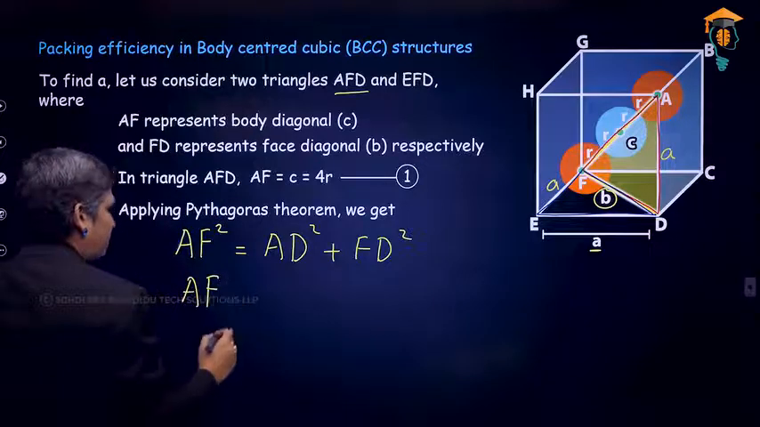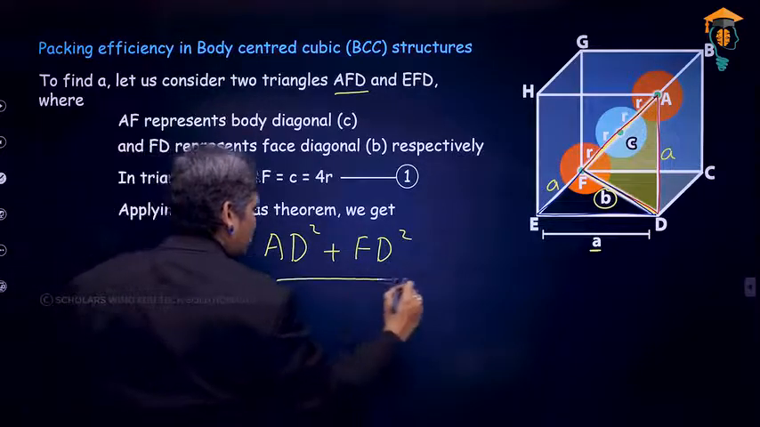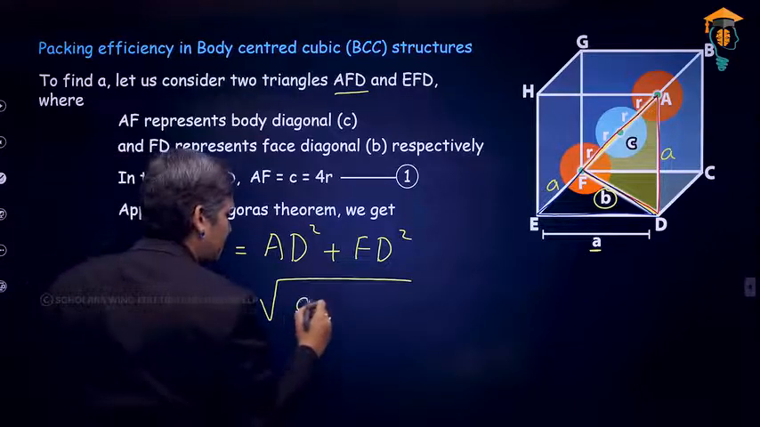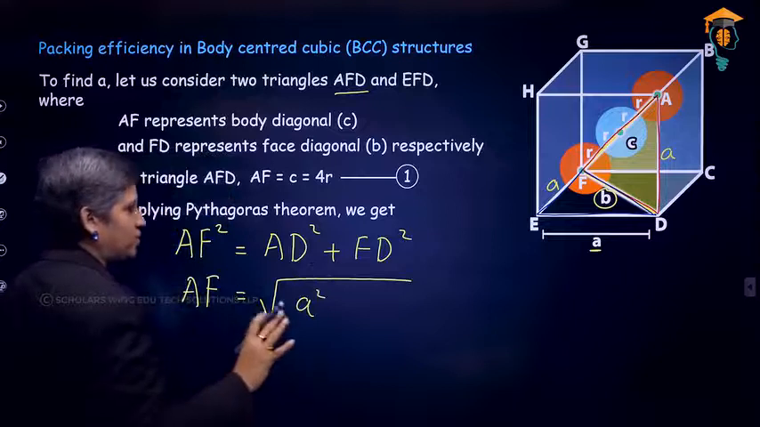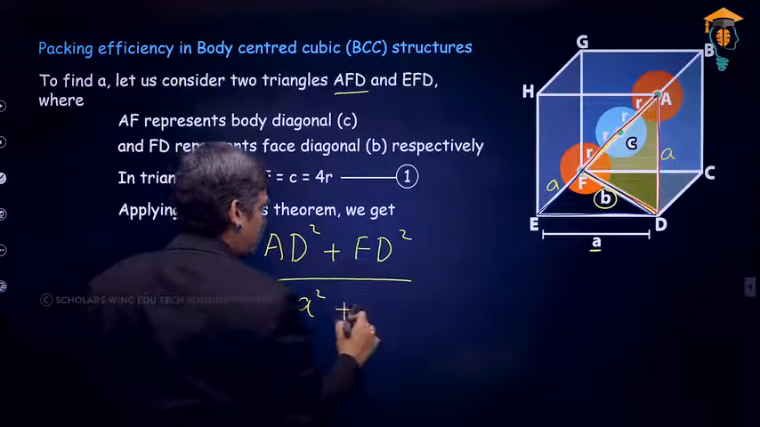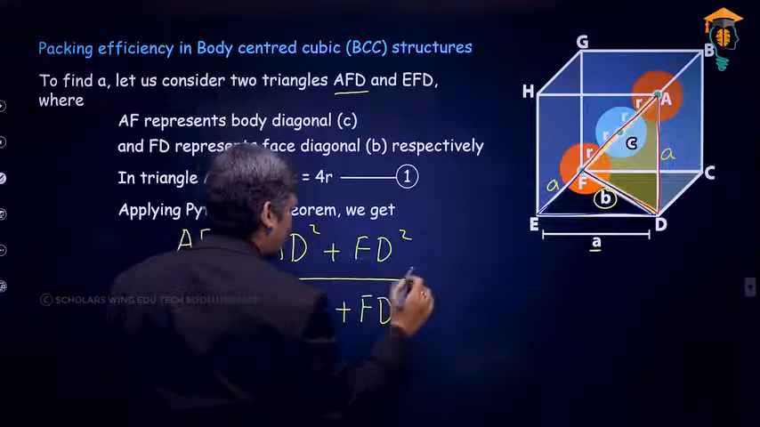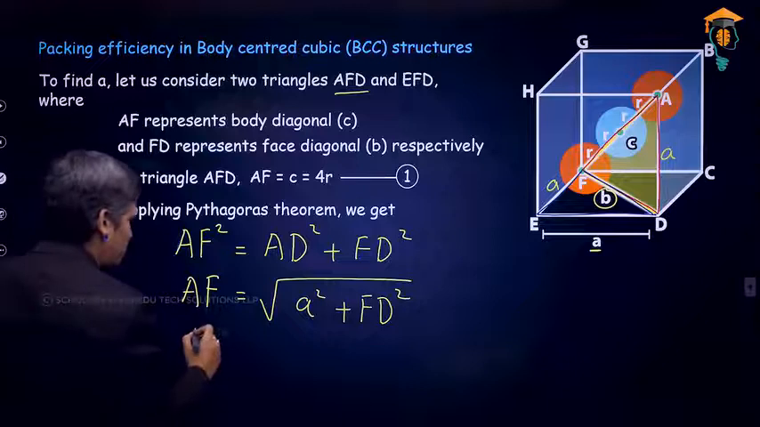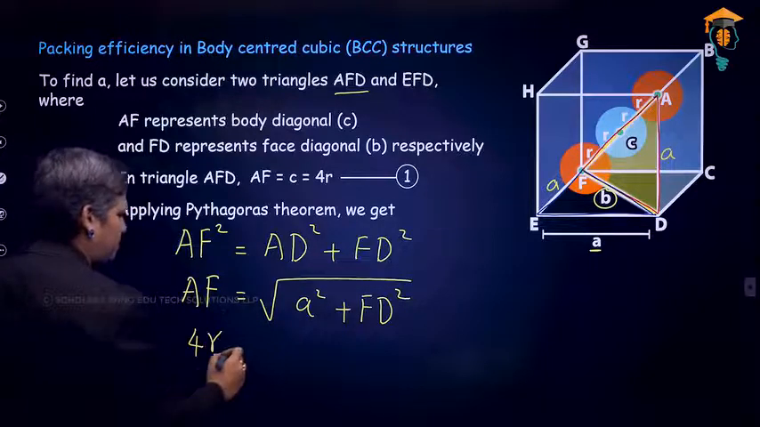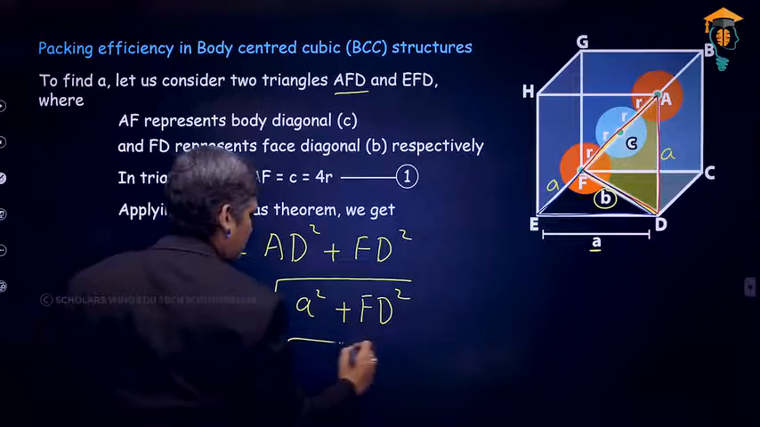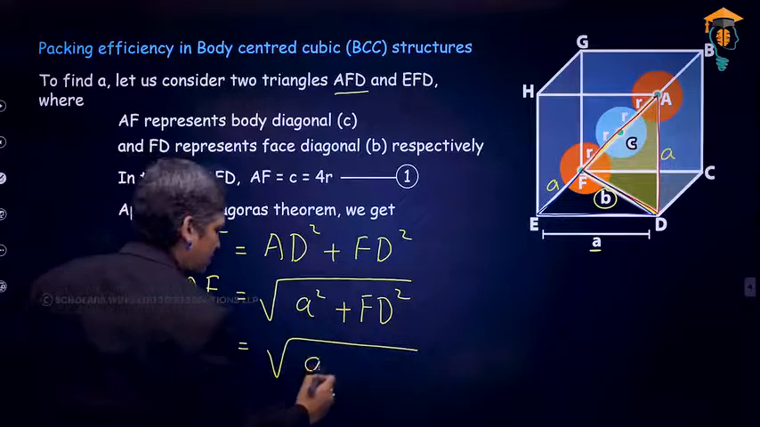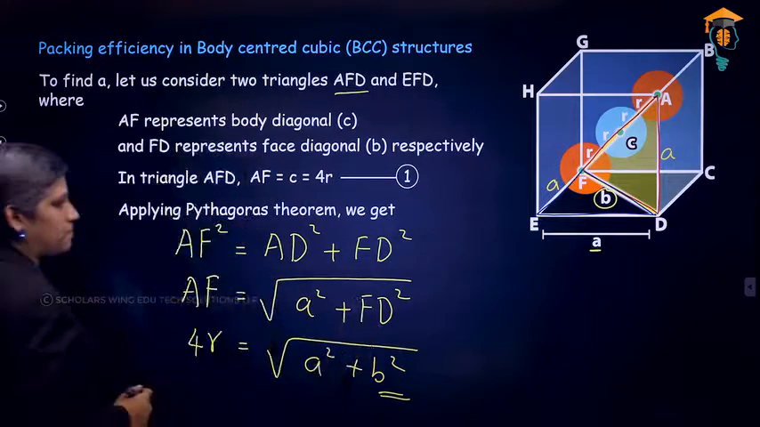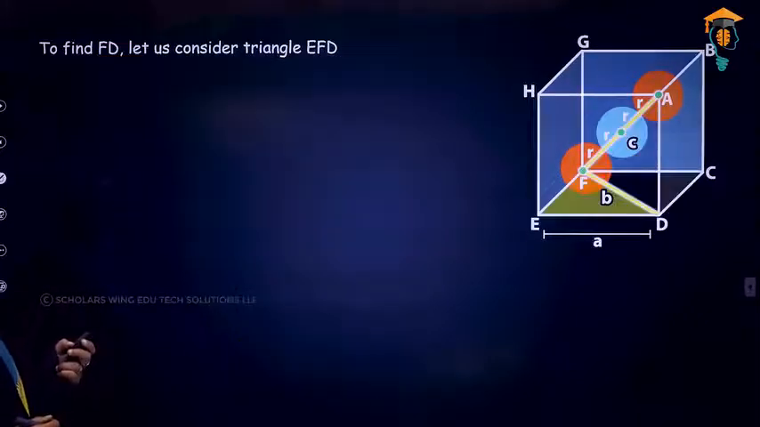Let us take only AF. Then we can take square root of this. In place of AD square, can I put A square? We'll retain FD square as it is, but it's actually B square. Okay, we'll write as FD square. Now, in place of AF, I can put what? Actually 4R. If you want, you can put B square here. A square plus B square. Now we have to find B square or FD square. For that, what should we do?